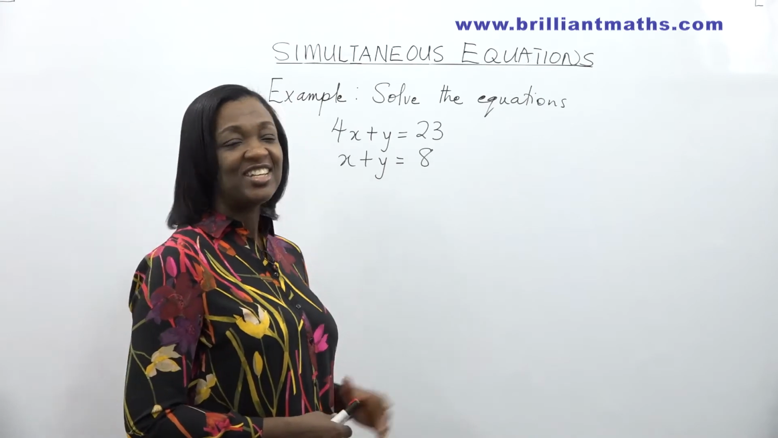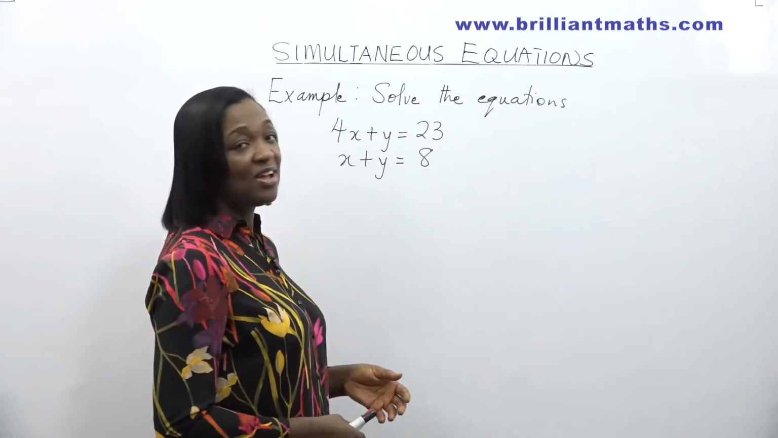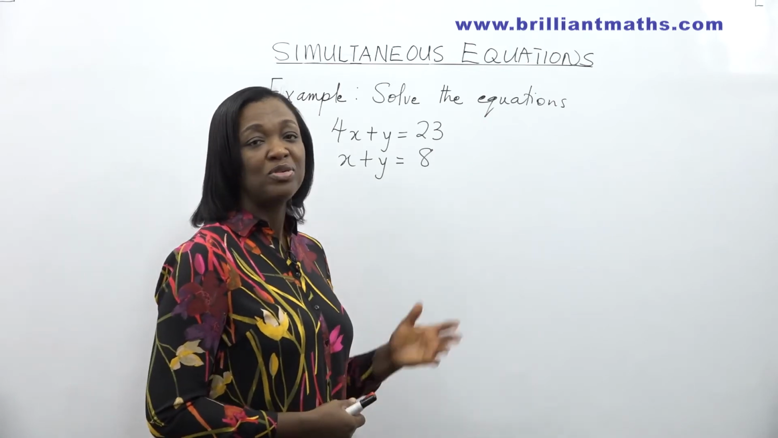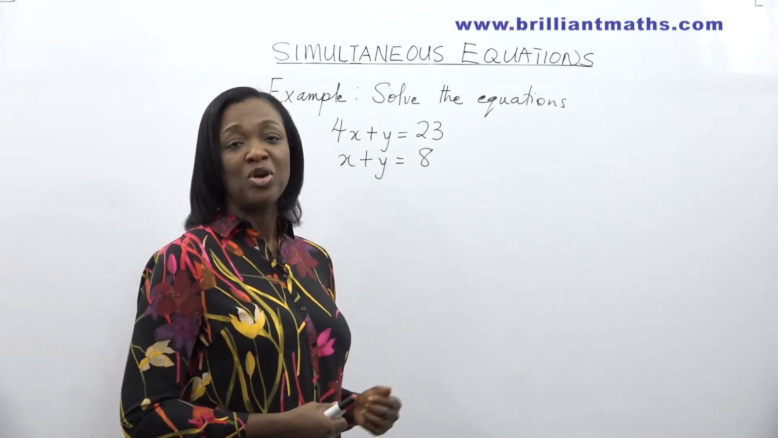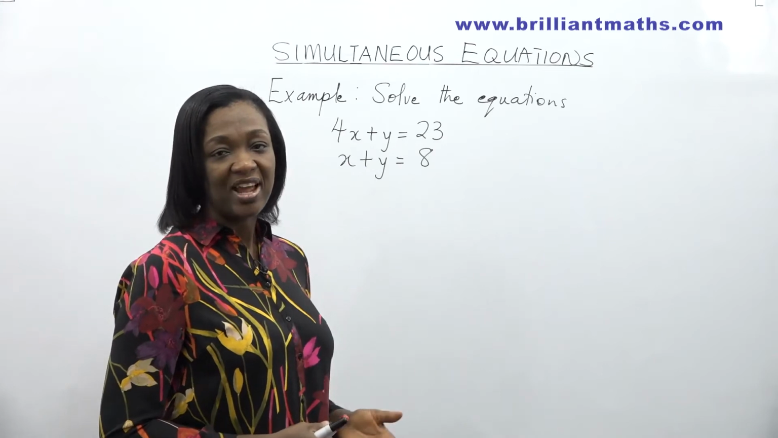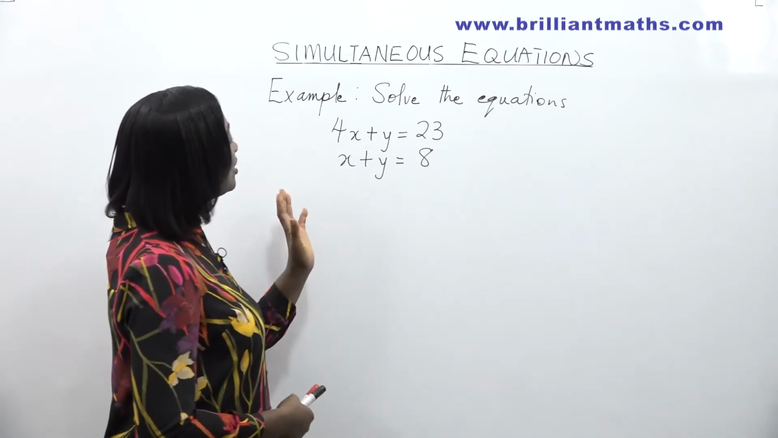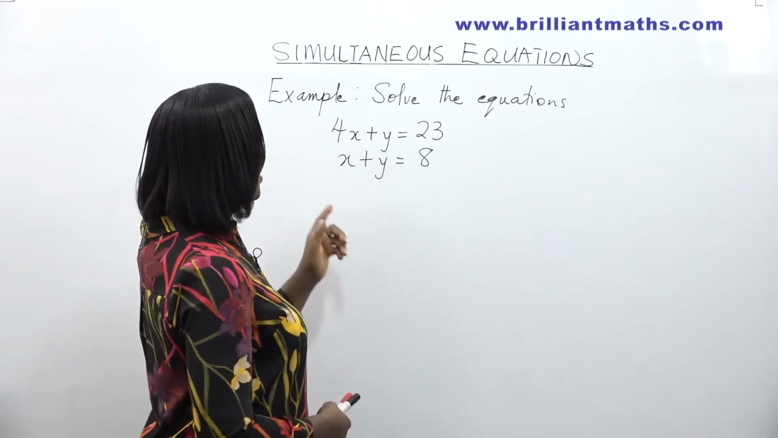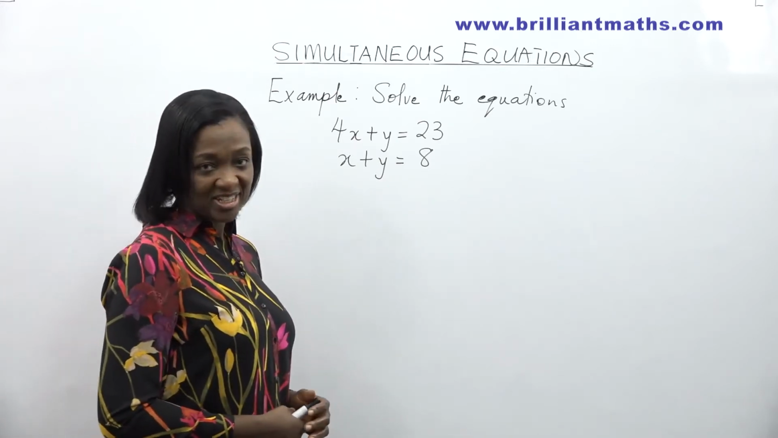Today's lesson is simultaneous equations. What do you mean by simultaneous? It means side by side. So we'll be solving two equations with two unknowns side by side. Example 1. Solve the equations 4x plus y is equal to 23, x plus y is equal to 8.